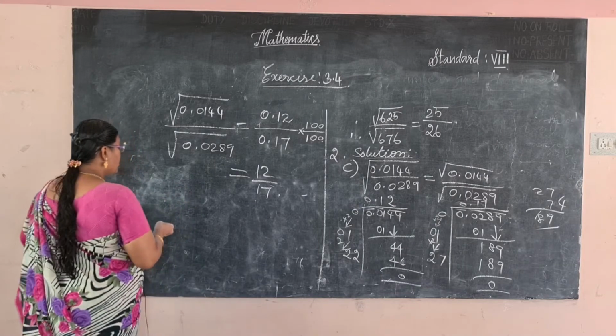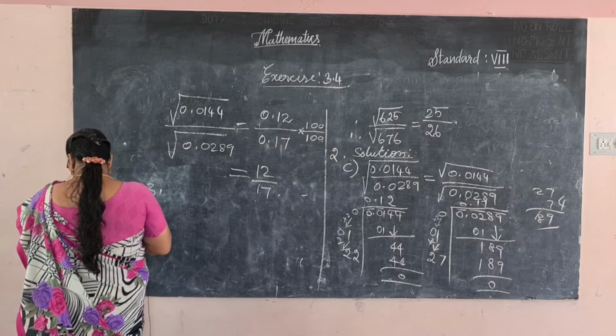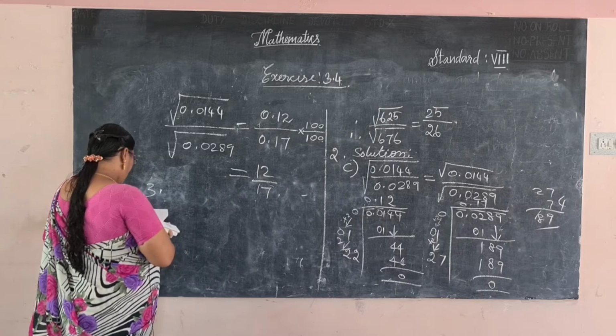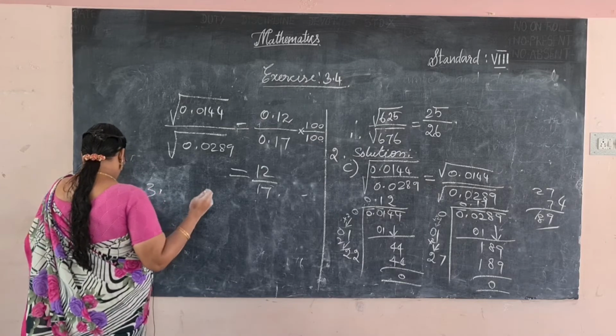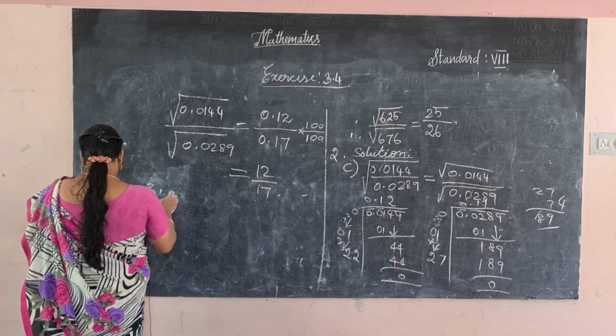Okay, and next one, the third one. The remaining problems are homework. And find the square root of the following, correct up to 2 decimal places. Okay, the first ones, A, B, D are homework. The decimal one only I will do.